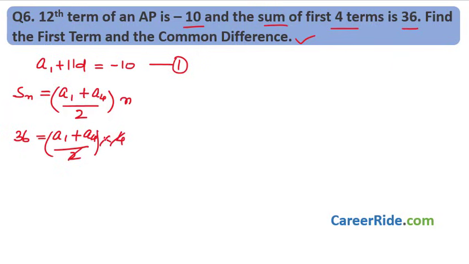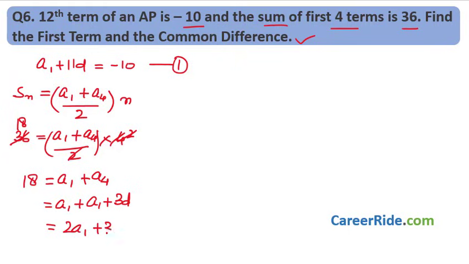So can I solve this further? I can. It becomes 18 is equal to A1 plus A4. A4 is the fourth term, so can I write my fourth term as first term plus 3D? I can. I know this. So this becomes 2A1 plus 3D is equal to 18. This is the second equation that I get.